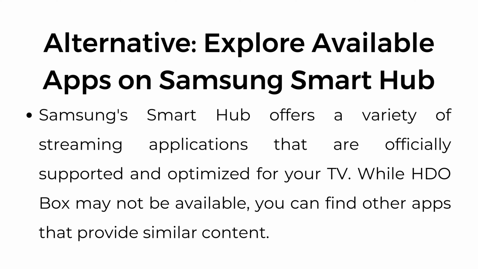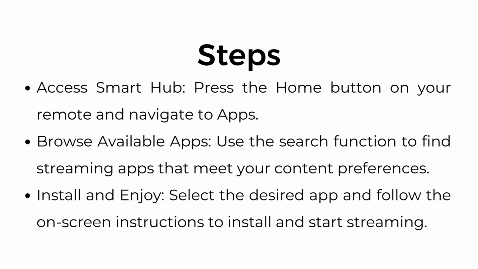Alternative, explore available apps on Samsung Smart Hub. Samsung Smart Hub offers a variety of streaming applications that are officially supported and optimized for your TV. While HDO Box may not be available, you can find other apps that provide similar content. Steps. Access Smart Hub. Press the home button on your remote and navigate to Apps. Browse available apps. Use the search function to find streaming apps that meet your content preferences. Install and enjoy. Select the desired app and follow the on-screen instructions to install and start streaming.